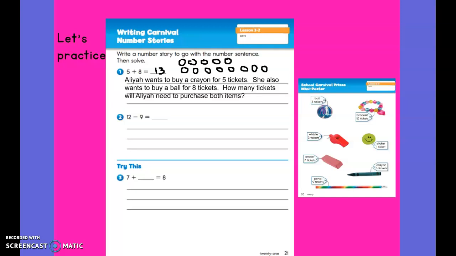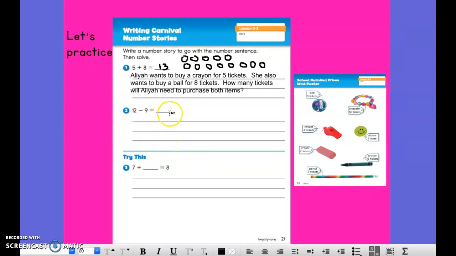And just one more quick one just to give you an idea. So 12 minus 9. Let's see if there's anything over here. There's nothing that's worth 12, but there is a, you know what, there is a pencil that's worth 9. So watch what we can do. So this time you're going to spend some tickets. So we're going to say, we're going to start with Aaliyah had 12 tickets to spend at the carnival.